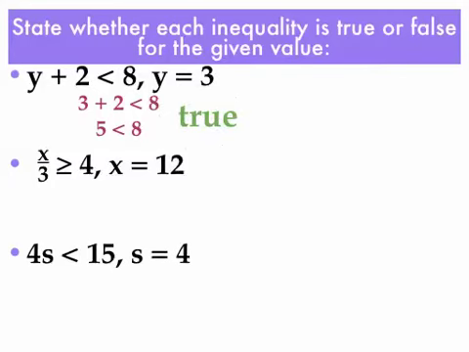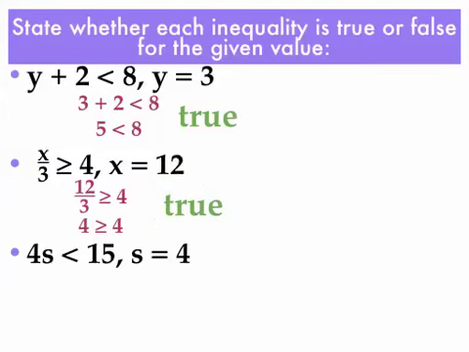On the next example, they tell me that x divided by 3 is greater than or equal to 4. And then they tell me that x equals 12. I need to plug in 12 for x, which makes this inequality say 12 divided by 3 is greater than or equal to 4. Well, 12 divided by 3 is 4, so I'm going to bring down everything else and write 4 is greater than or equal to 4. Because this is an or equal to, this statement is true. 4 is not greater than 4, but 4 is equal to 4, so this inequality is still true.